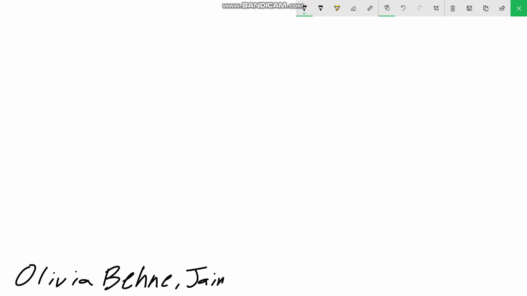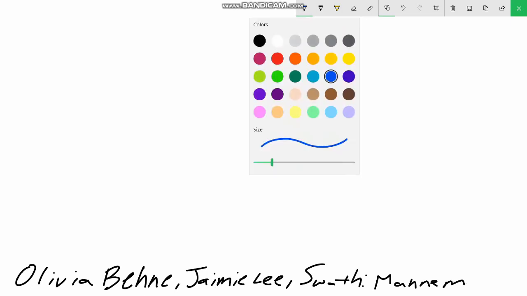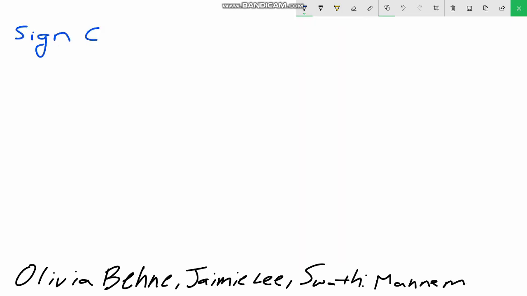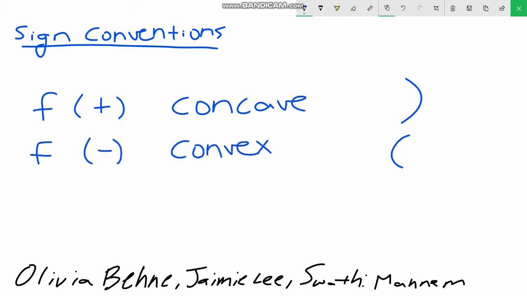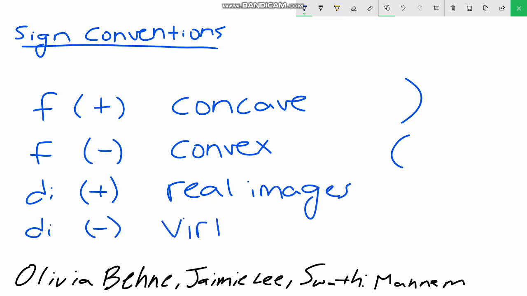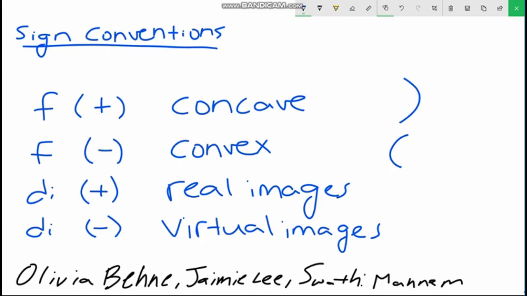There are a few important sign conventions to make note of that apply to both the lens equation and the magnification equation. To start, f is positive for concave mirrors and f is negative for convex mirrors. dI is positive for real images that are on the same side of the mirror as the object, and dI is negative for virtual images that are located behind the mirror.